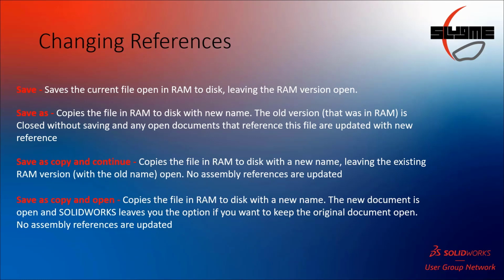Save As Copy and Open copies the file in RAM to disk with a new name. The new document is open in SOLIDWORKS, and it leaves you the option if you want to keep the original document open. So you can have both documents open. You could have 1234 Rev A and 1234. And no assembly references are updated. Kind of another important piece is to know when you're updating your references. And remember, it's only the references of your opened assemblies. If it's referenced in 15 assemblies and you only open 2 assemblies, only those 2 are updated.